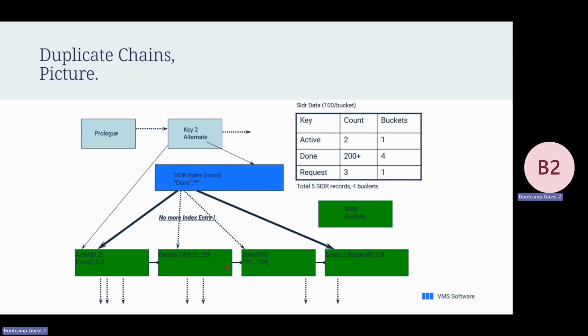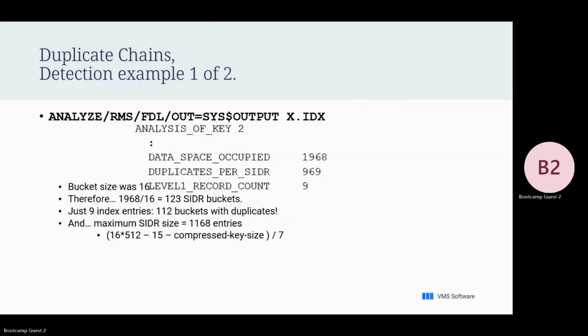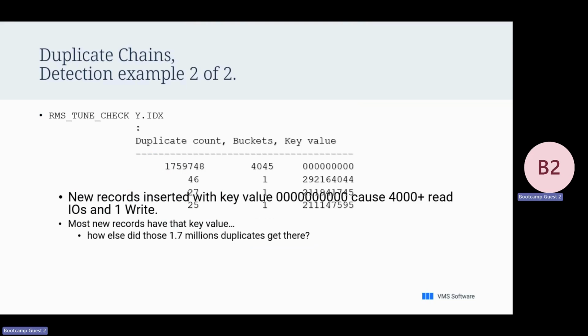And we might have 4 buckets of done and 1 bucket of active and 1 bucket of requested. I have a picture here, but this got slightly messed up, sorry about that.